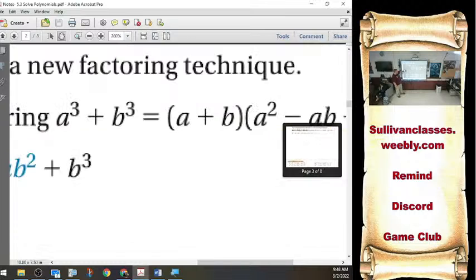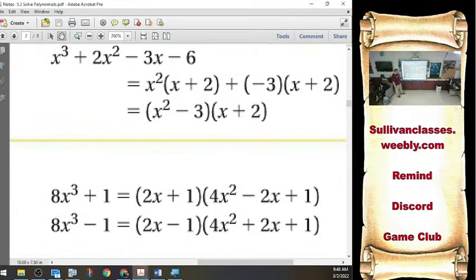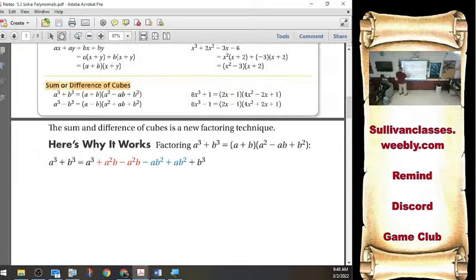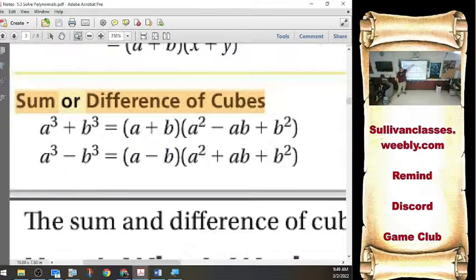The one we may not remember, because we had less experience with it, was sum and difference of cubes. If we don't remember that, you're going to want to write those down. If I have a cubed thing plus or minus another cubed thing, and that's it, they factor into this special form where you have a linear factor and an irreducible quadratic factor, meaning it's going to have imaginary answers.